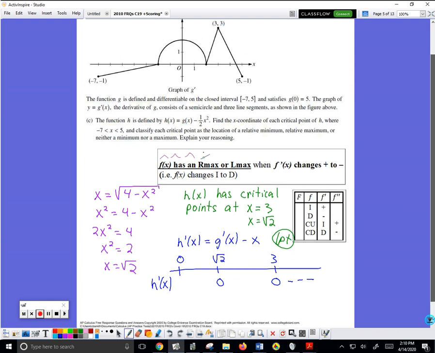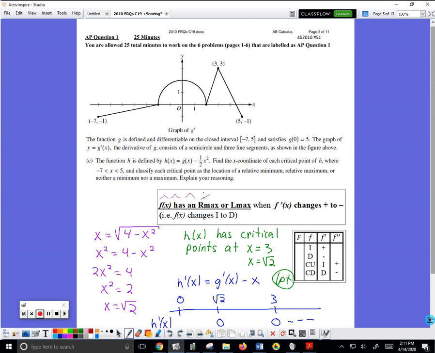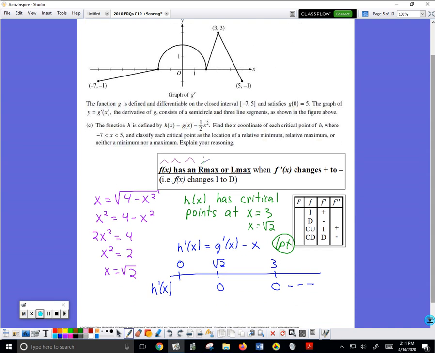This is again another good example of how these last 3 points on this problem are difficult to get. But I go to 2. Well, g prime of 2 is 0. So 0 minus 2 is going to be negative as well. So these are all negative. If I plug in 0, g prime of 0 is 2. 2 subtract 0 would be positive.